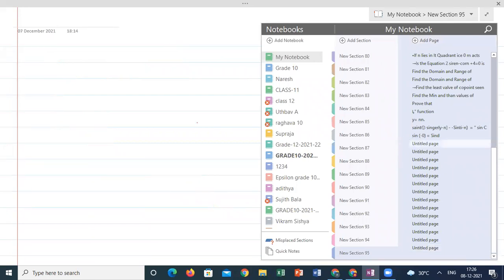Sir, can we say that sine of minus x equals sine of y, such that x plus y equals 360 degrees? Sine of minus x is equal to sine of y. Okay, next. Yes, such that x plus y equals 360 degrees.